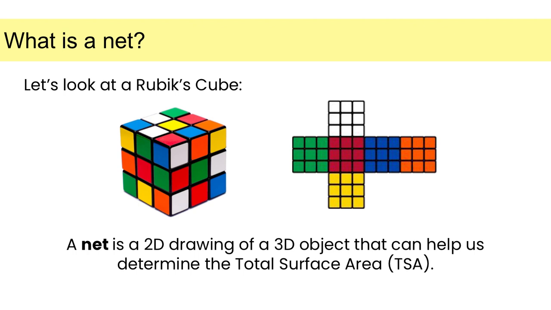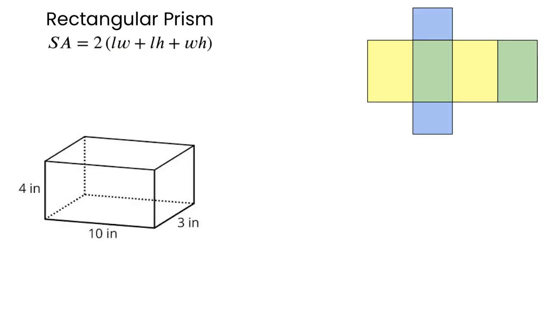Let's have a look at this Rubik's Cube. If I were to draw this Rubik's Cube in a 2D representation, I would get the net. And the net shows us that this object has 6 equal square faces. We can use the net to help us determine the area of each face so we can add them together to get the surface area. Sometimes we'll use a formula, so I'll show you how to do that as well.